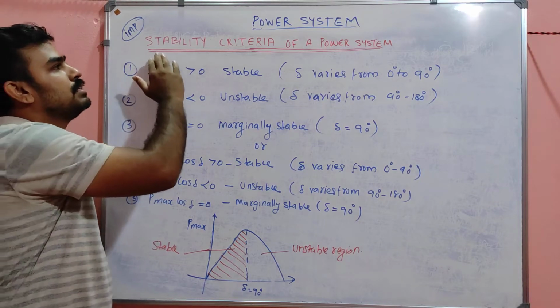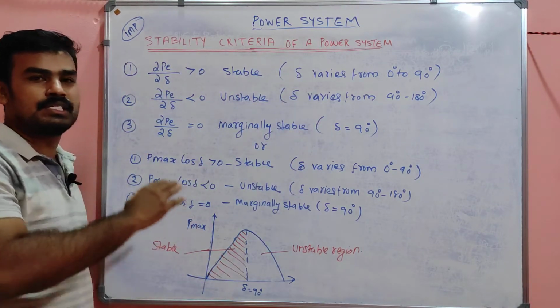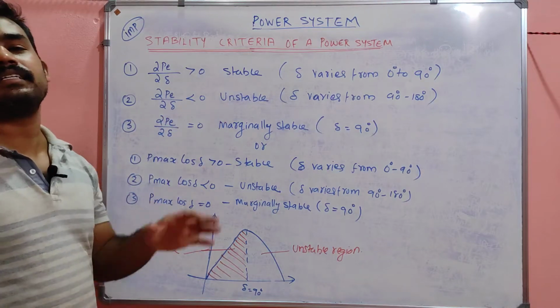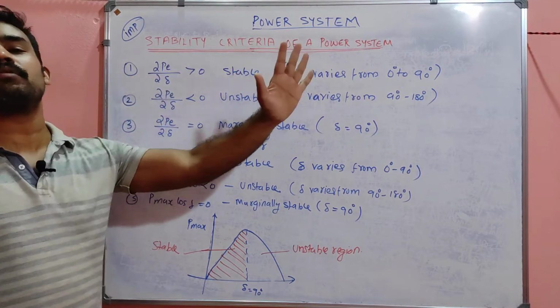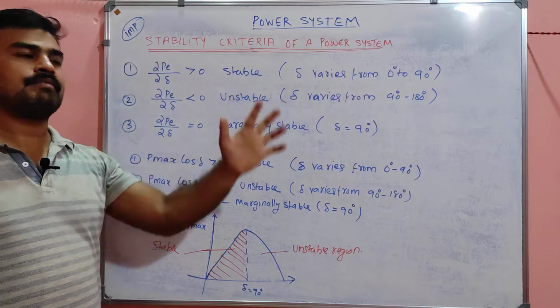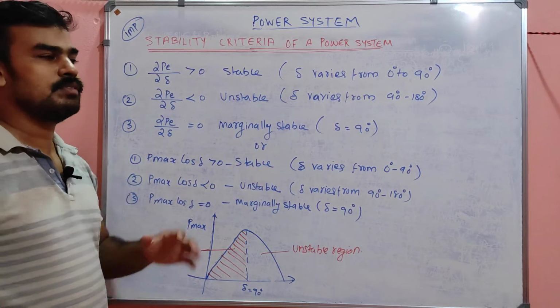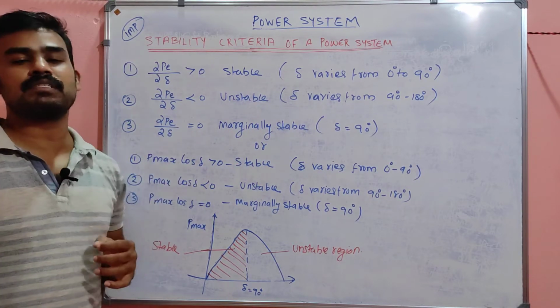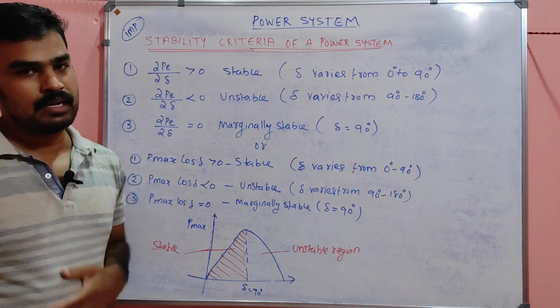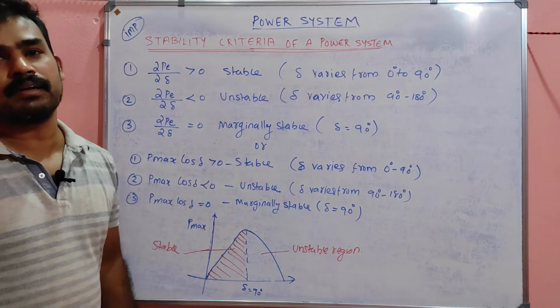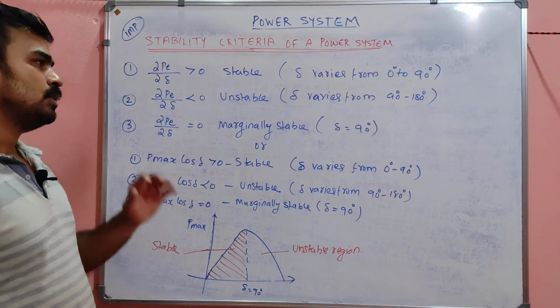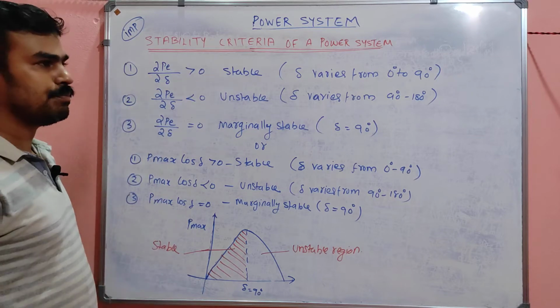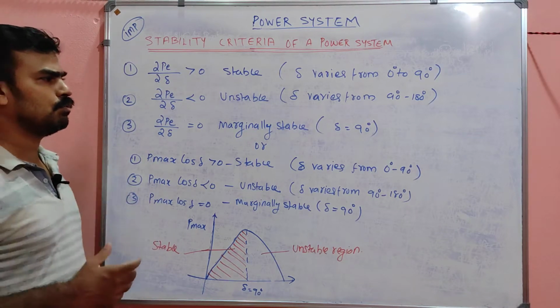So the heading is nothing but stability criteria of a power system. This is applicable to the power system, right? Whenever we are dealing with the power system, the heart or brain of the power system is nothing but, my dear, the generator. Everything is related with the generator or alternator. So this stability criteria of a power system is very important. Let's check one by one.